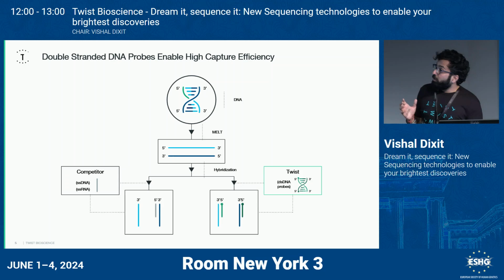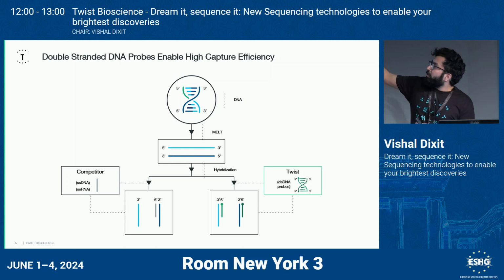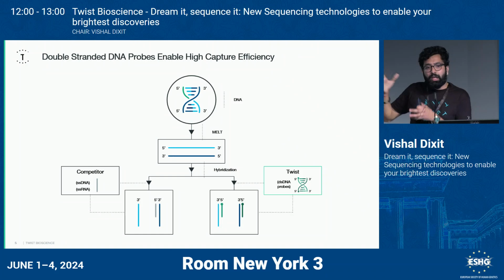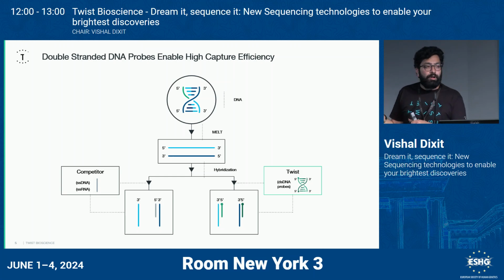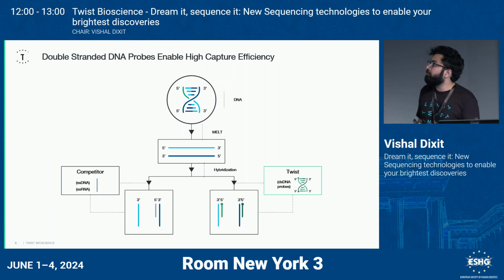Also, we have Twist double-stranded DNA probes, which means that when you do the hybridization, it hybridizes both strands of the DNA. So in a single assay, you can have double the information about that region. This is, again, very useful if you're working on detection of ultra-low VAF in oncology.